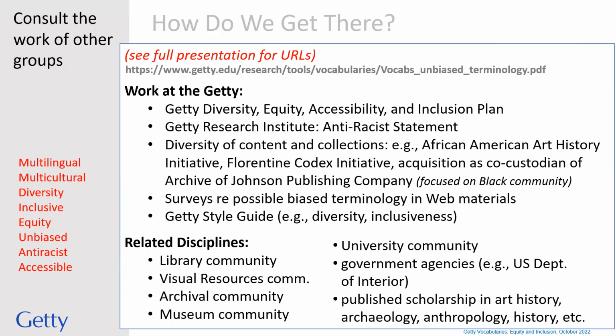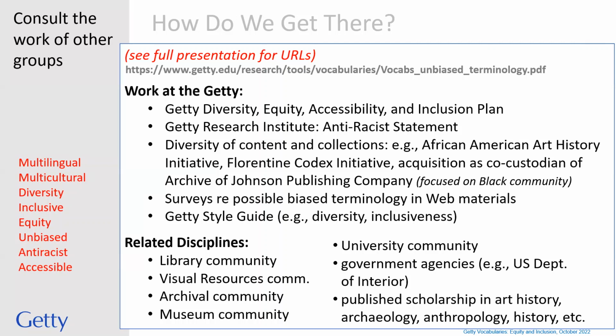We are developing content through an African American art history initiative, and the Florentine Codex initiative, which has to do with pre-Columbian Mexico. And the GRI has acquired as co-custodian the archive of the Johnson Publishing Company, which focuses on publications of the Black community. So there are various groups at the Getty that we keep in touch with, as well as in related disciplines. The library community, visual resources, archives, museums, and universities all are publishing information and guidelines.